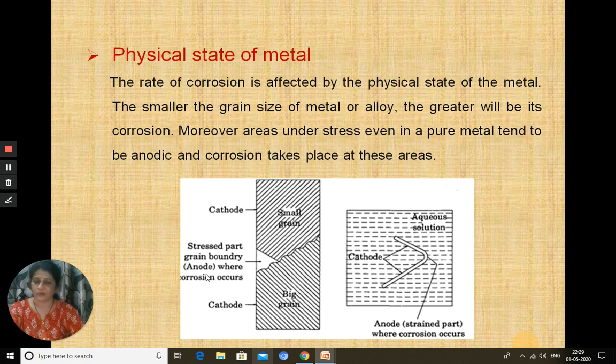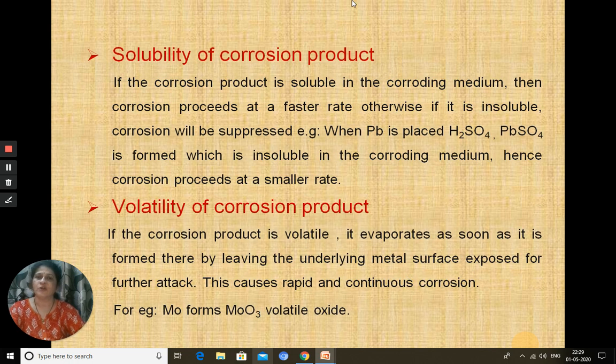The second example: if you take a metal plate and bend it, then the portion of the plate at the bent position is always under stress and it will act as an anode and undergo corrosion. Hence, the physical state of the metal also affects the rate of corrosion. Then solubility of the corrosion product. If the corrosion product is soluble in the corroding medium, then the corrosion proceeds at a faster rate.